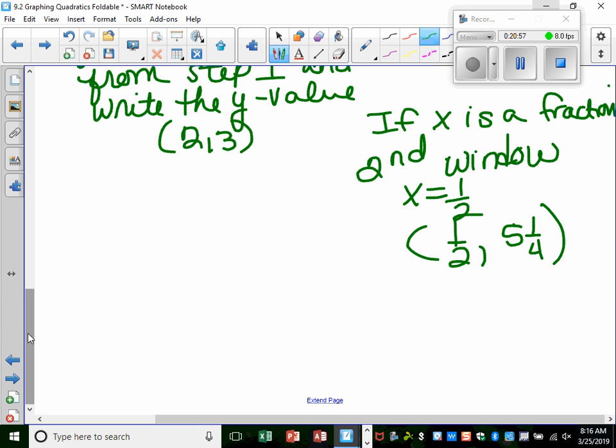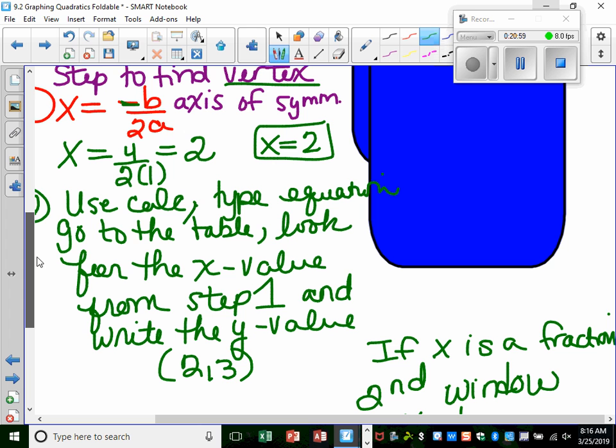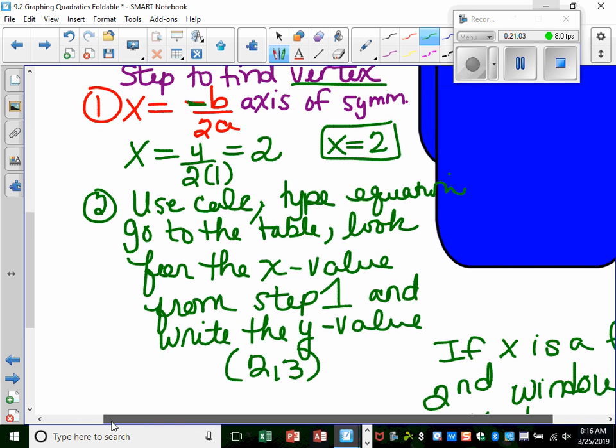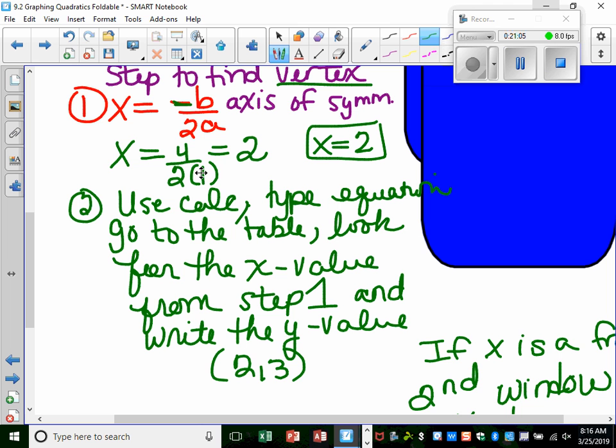So it's okay if your axis of symmetry actually comes out to be a fraction. Now, what I want you to notice is that your axis of symmetry is always the x coordinate of your vertex. So this x equals 2 is the same 2 that's right here. That axis of symmetry will also be the x coordinate of your vertex.